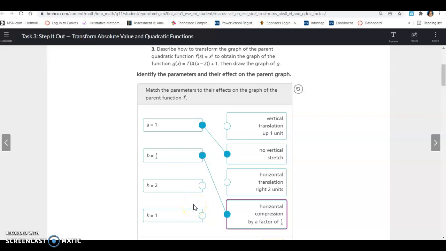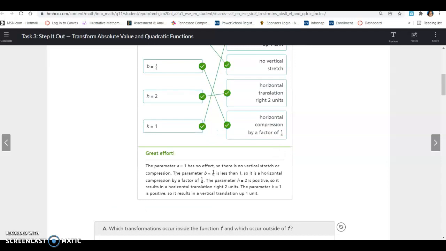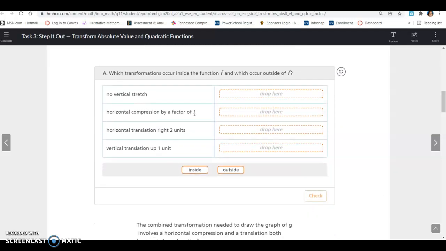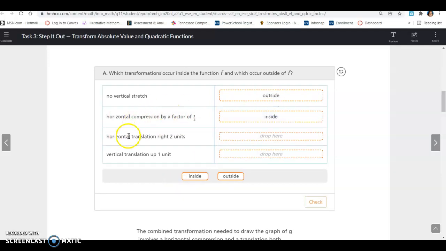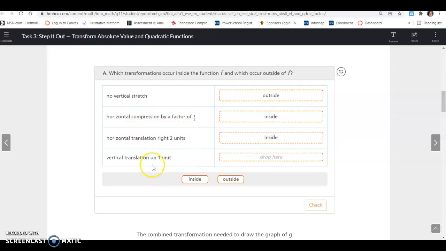All right, and then h is going to move you horizontally to the right 2 units, and k is going to move you up 1 unit. All right, which transformations occur inside the function f and which occur outside of f? All right, so there's no vertical stretch, so that's your a, that would be outside. Compression of 1/4, that's your b, that's inside. Horizontal movement, that's h, that is inside. And then your vertical translation up or down, that is outside.